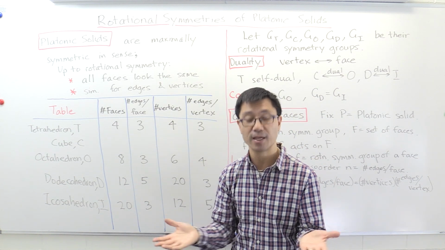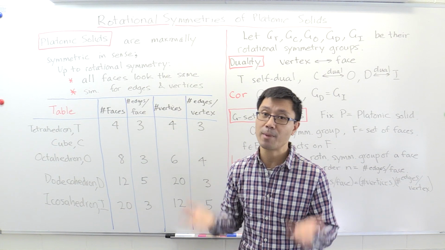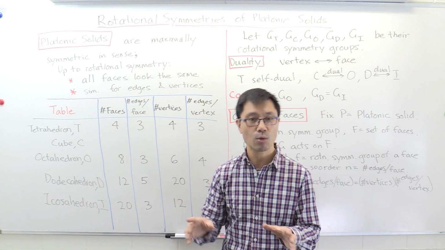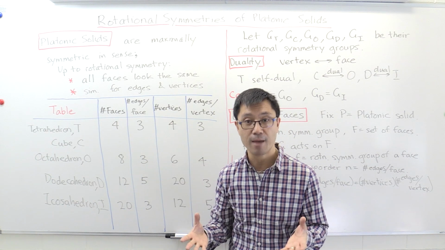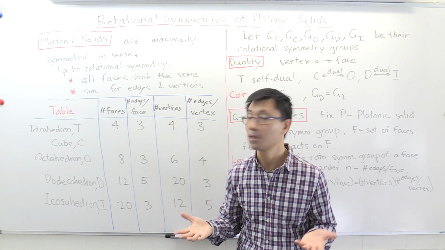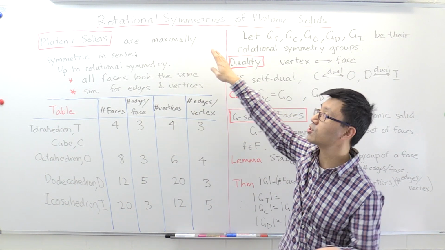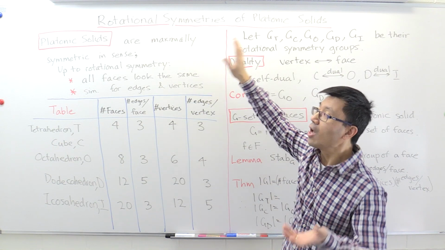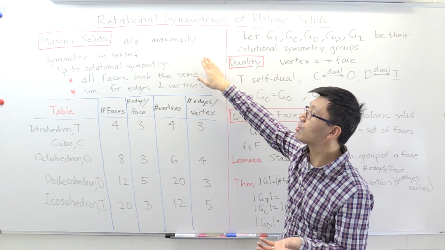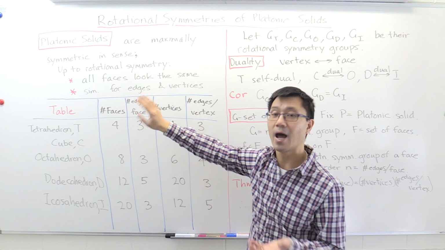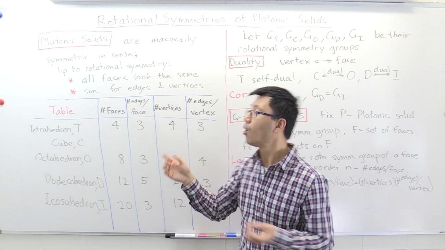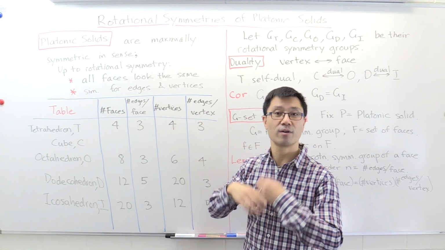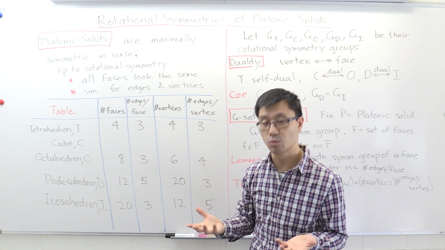This is some sort of a generalization of how you might want to think about a regular n-gon. A regular n-gon is a very symmetric-looking object. And how is it symmetric? It's symmetric in the sense that all the sides of a regular n-gon are the same, and all the vertices look the same. That's the sense in which I want to talk about a Platonic solid in this video. It's a polyhedron which is maximally symmetric in the sense that up to rotational symmetry, all the faces look the same, and similarly for the edges and the vertices: all the edges will look the same and all the vertices will look the same.